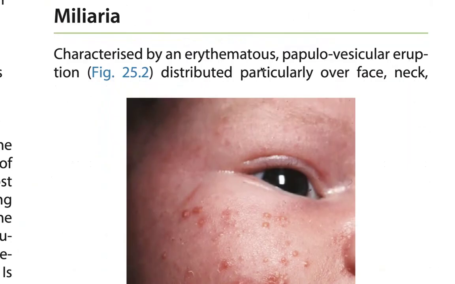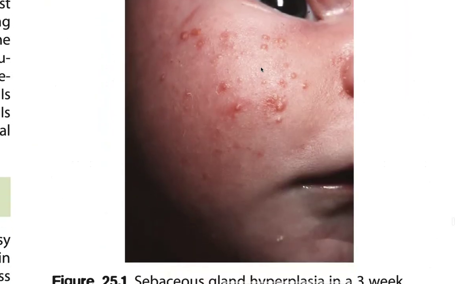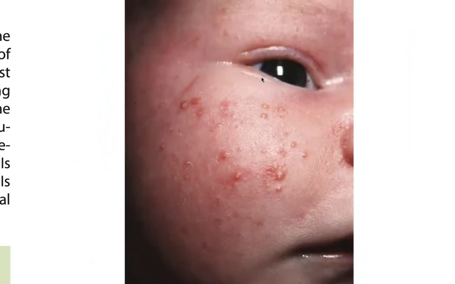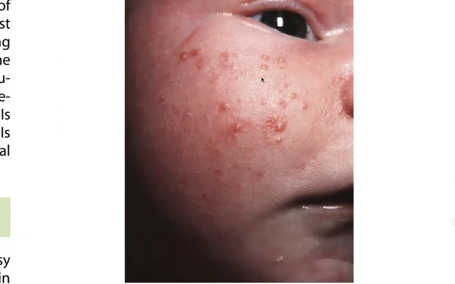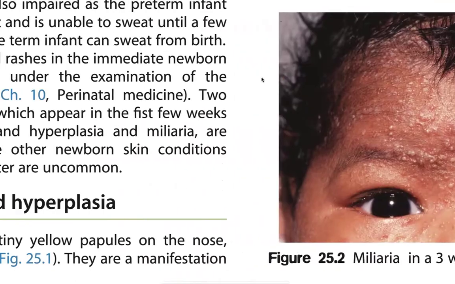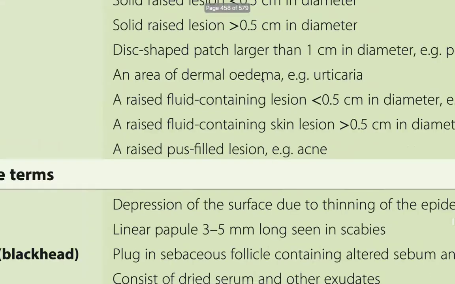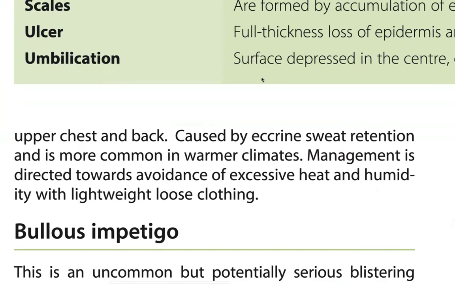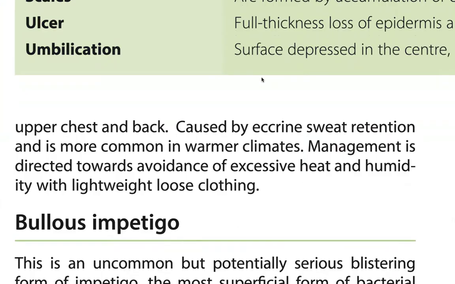Miliaria is characterized by an erythematous papulovesicular eruption, seen particularly over the face, neck, upper chest and back, and caused by eccrine sweat retention. It is most common in warmer climates. This is sebaceous gland hyperplasia, which is on the cheek, face, and nose. This is miliaria in a 3-week-old. Management is directed towards avoidance of excessive heat and humidity, with lightweight loose clothing.